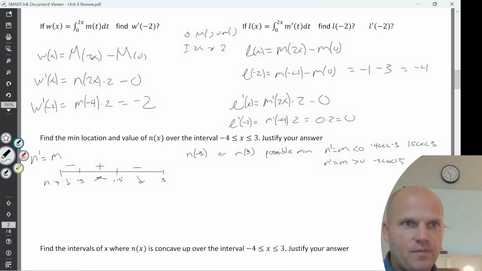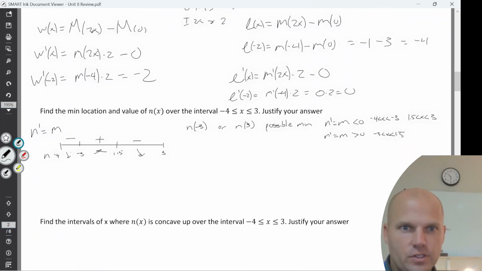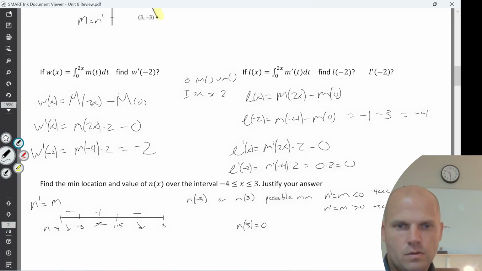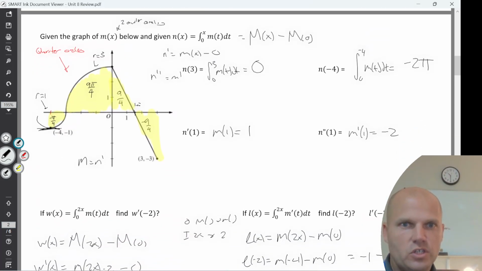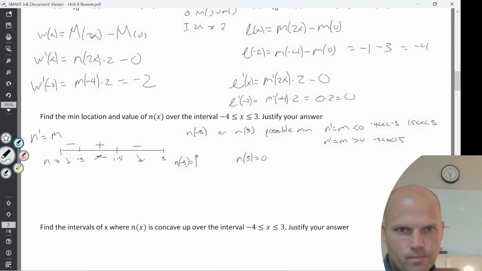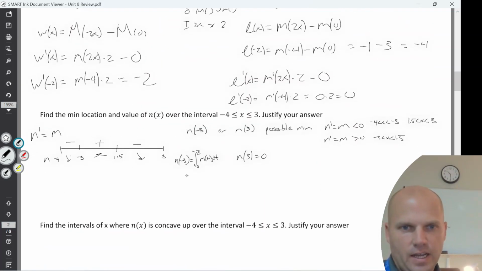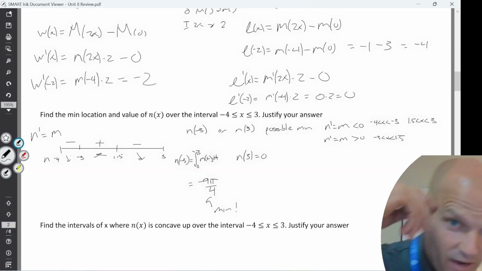Okay, did I find n of 3? Great, n of 3 is 0. No, I didn't find it. I found n of 3. N of 3 is 0. I didn't find n of -3. So I have to do the accumulation from 0 to -3 of m. That accumulation going backwards is -9 pi over 4 because I'm going opposite. This is our min value and location.